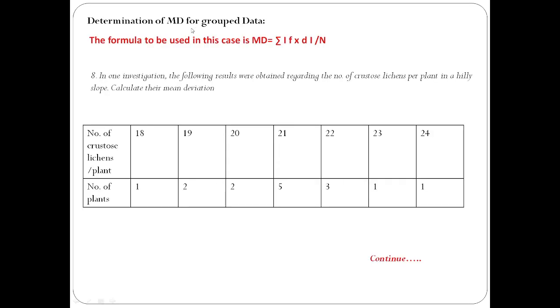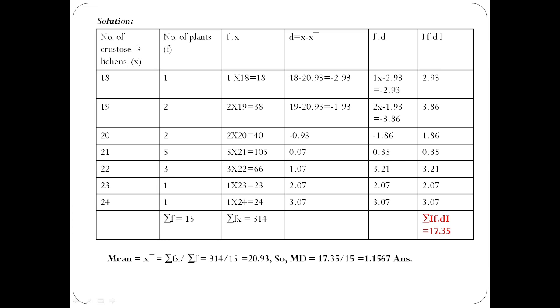Now, determination of mean deviation from grouped data. What is the formula for the mean deviation of grouped data? Here is the formula: summation of modulus f into d by n, where n is equal to summation of f, f is the frequency, and d is equal to x minus x bar. Now take the example. In one investigation, the following results were obtained regarding the number of crustose lichen plants on a hilly slope. Calculate their mean deviation. Here is the data. In the next slide, the calculations are given.